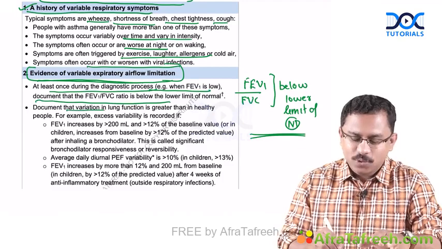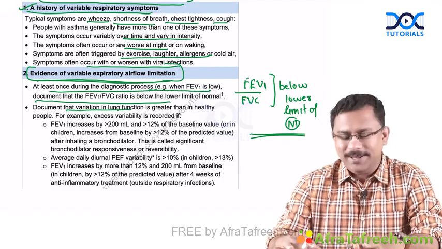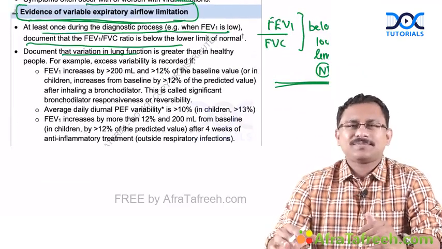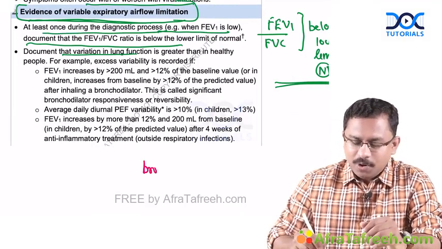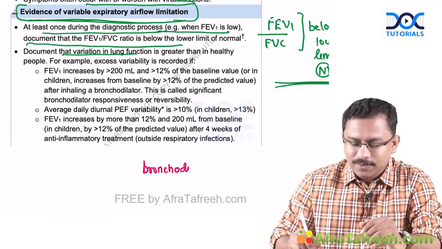Second is, again, to demonstrate the variability, you have got to demonstrate something that is known as bronchodilator reversibility.